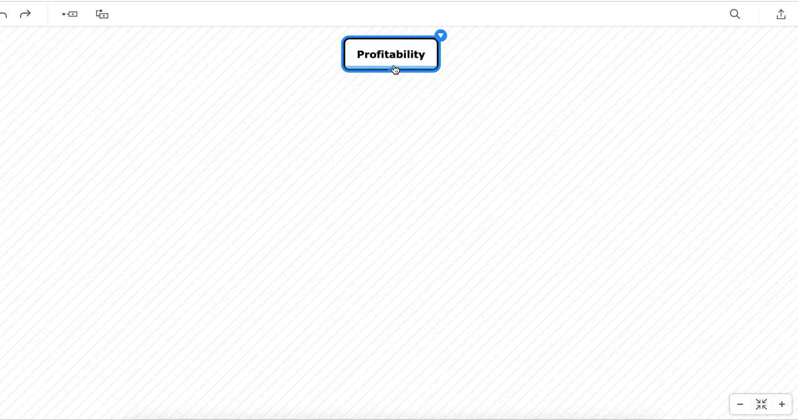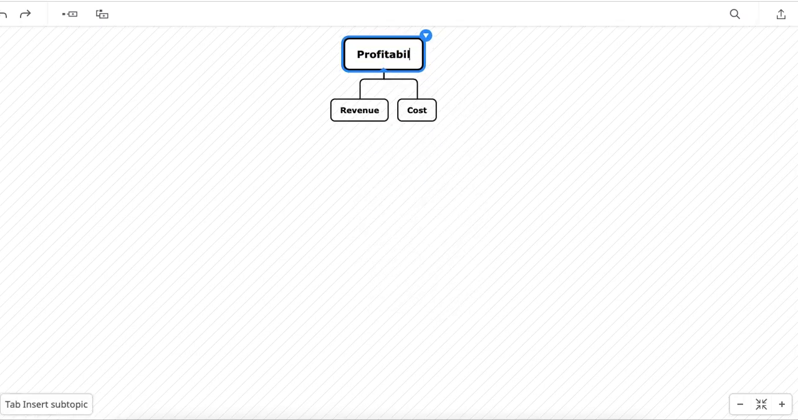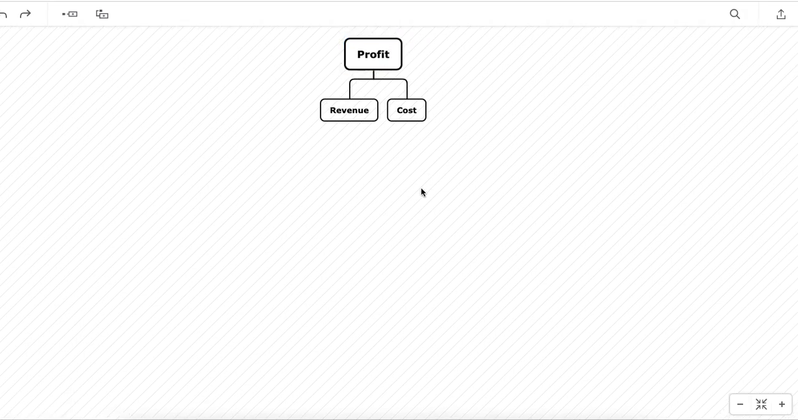Cool. So what is profit made of? Profit can be divided into two things. First is revenue, and second is cost, right? Now let's say profit is going down.